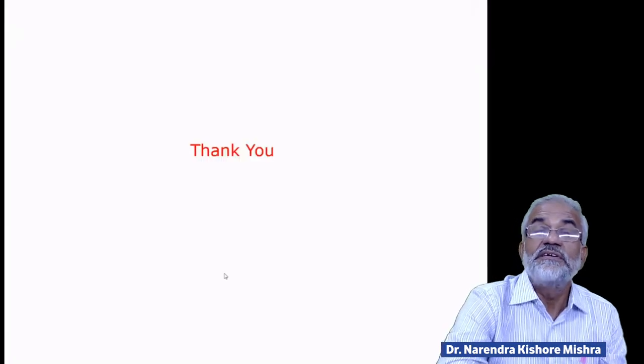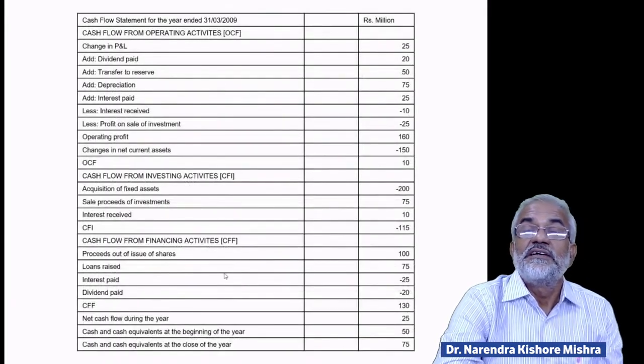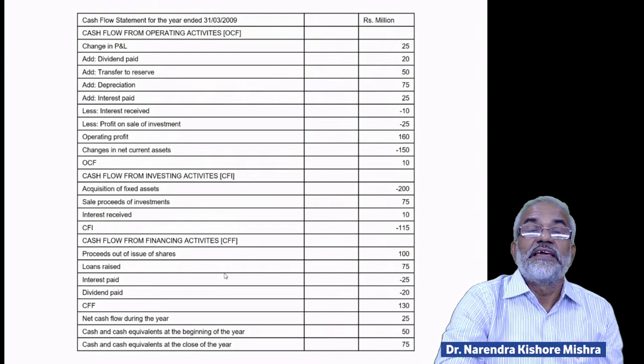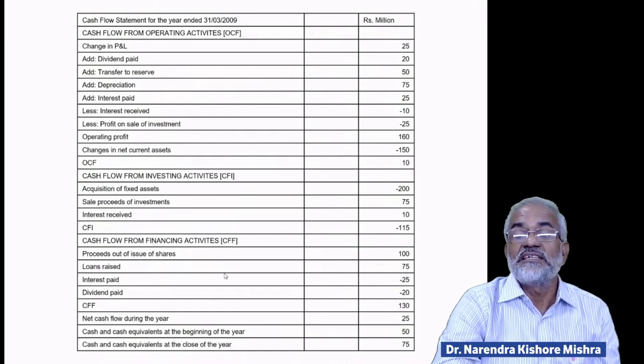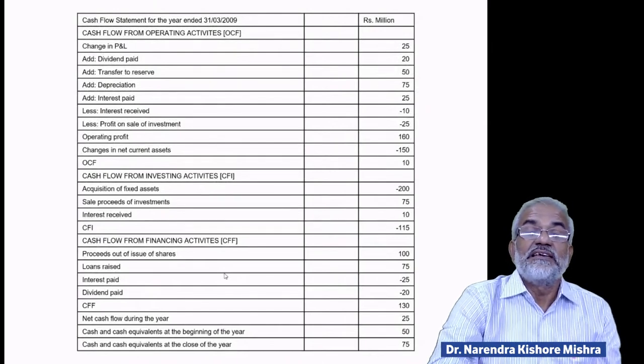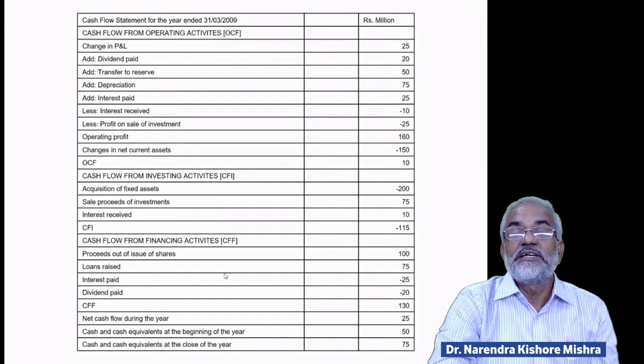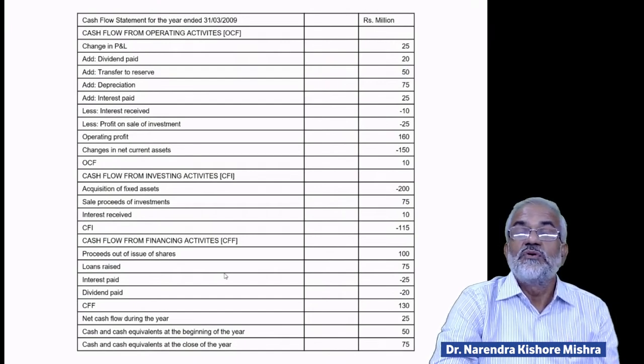Sale proceeds is given here, that is 75 million. That's why it is taken into consideration. Accordingly, the interest receipt as given in the additional information is taken into consideration. As a result, the net flow of cash from investing activities became negative 115. Similarly, the cash from financing activities is also determined. It comes to 130 million.